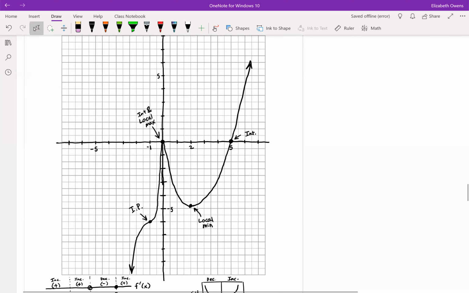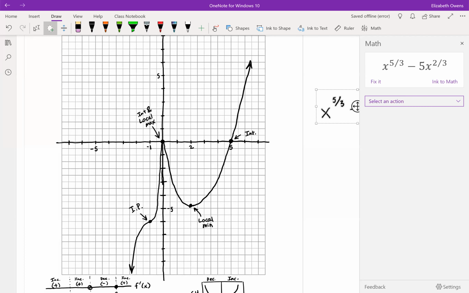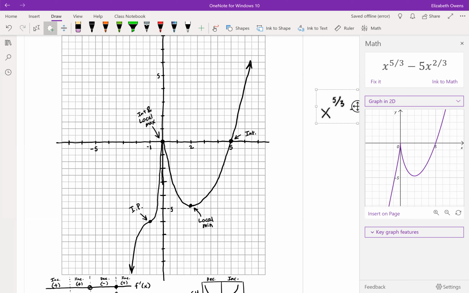Very cool. Now, I guess I could see if the computer will graph this as well. Sometimes it likes my writing, sometimes it doesn't though, as you guys have seen in multiple videos. So let's see, 5x to the 2/3. All right, let's try it. Let's see if it likes that. Hey, it did. First time. Graph in 2D. Hey, that looks like our graph.